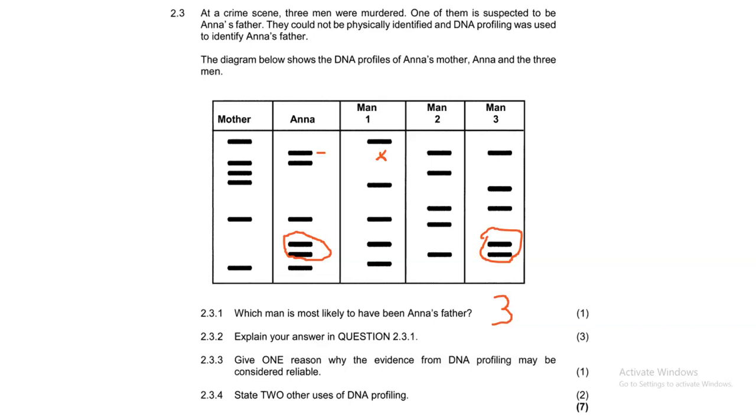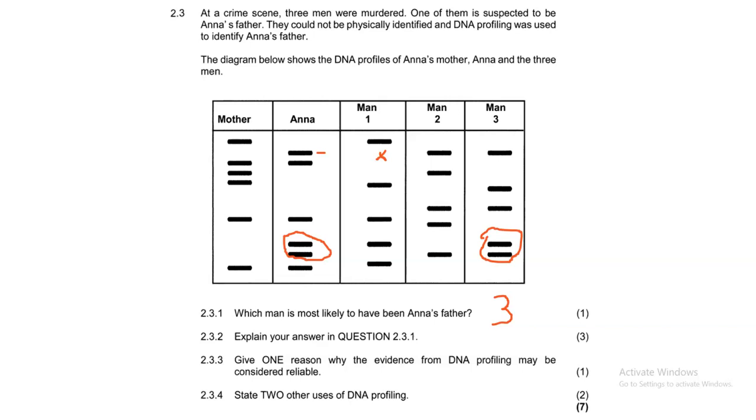2 uses of DNA profiling. Remember, it can be used to identify genetic disorders. It can be used to cure genetic disorders. It can be used to find relatives. Here also can be used for crime scene. So they just want 2 reasons.